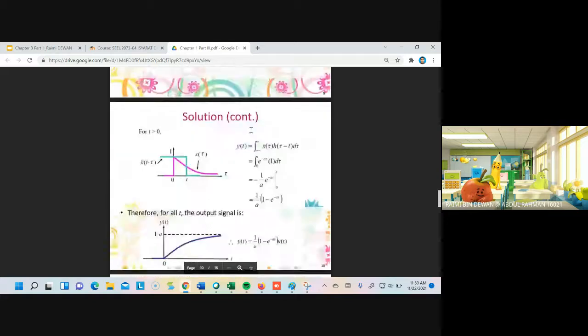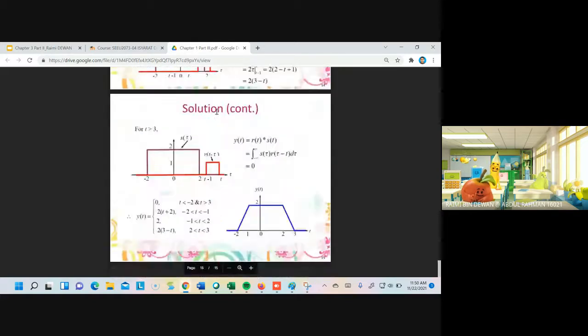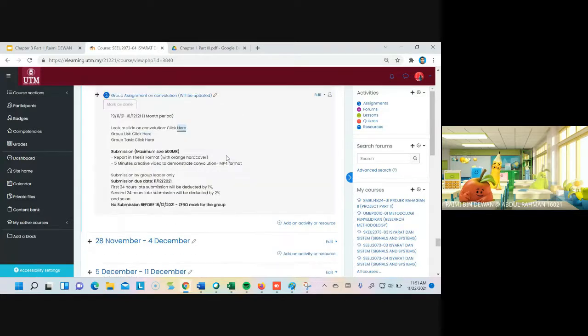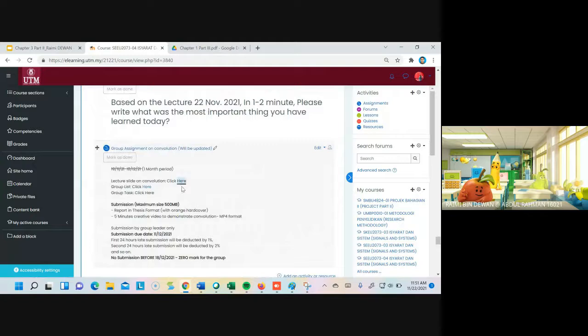The lecture slide on convolution is self-assessed. You can discuss with your friends, and you will need to use MATLAB to perform convolution. I will give the group task, and you have some time to read before you start, because once I give the group task, you will have one month to start and submit. So use your time now just to understand. Okay, where were we?